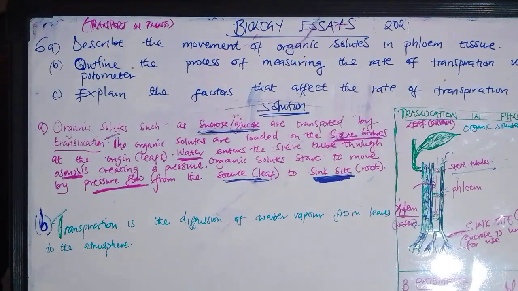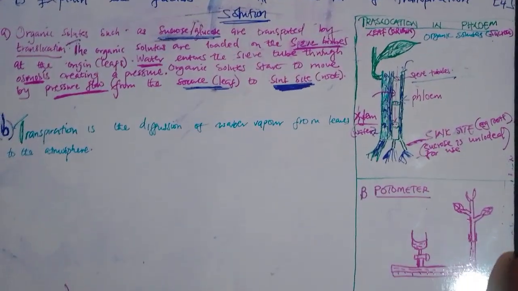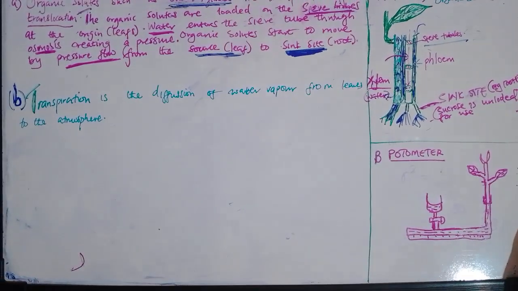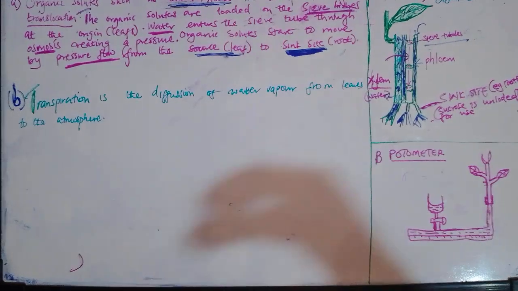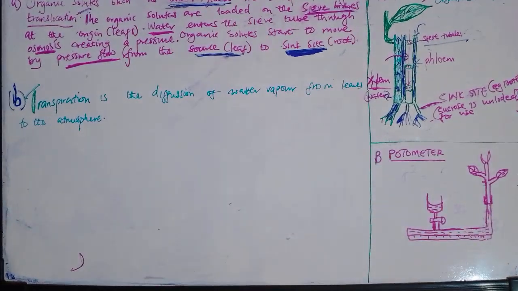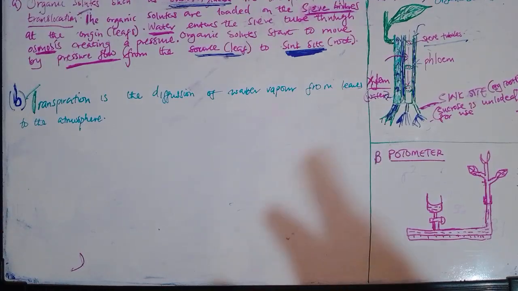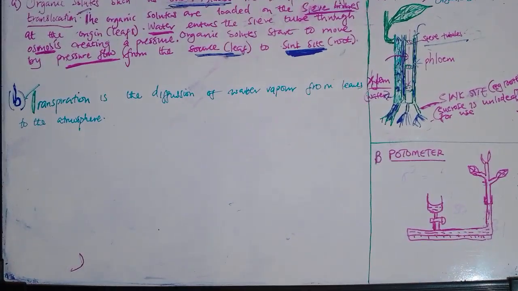So now, how can we measure the way plants lose water? So here with me I have another diagram. So this diagram is a simple diagram of what is known as a potometer. So a potometer, this is an instrument which we use to measure the rate of transpiration. So now how can we measure it? So step 1, fill the potometer completely with water.